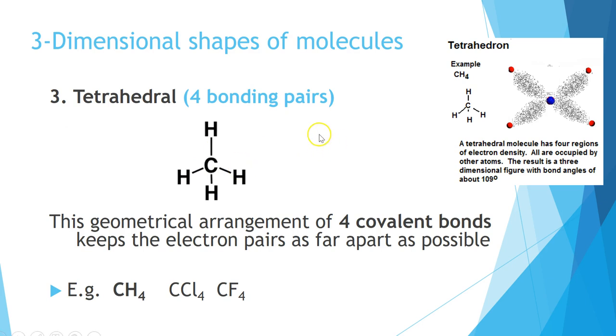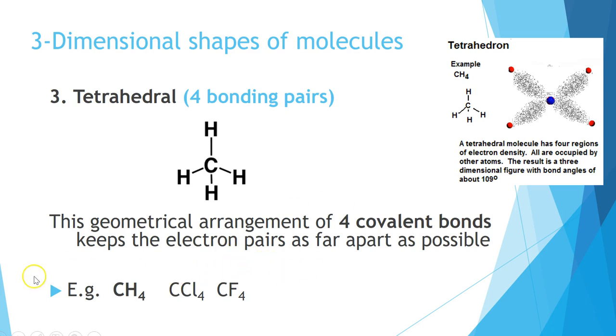So instead of being at 90 degrees, they actually spread out in a sphere around that central atom, which gives us a bond angle of 109.5. So that gives us more space because 109.5 is more than 90, and they're actually now managing to be further apart than what they were before.